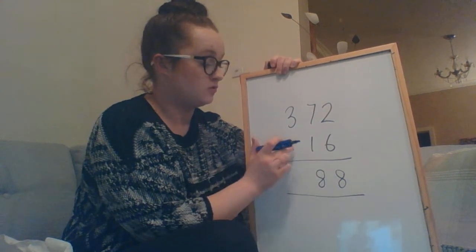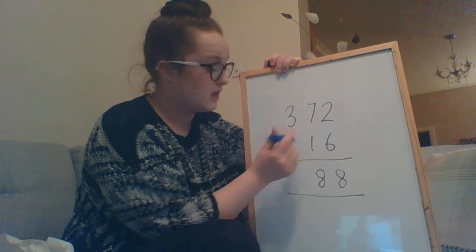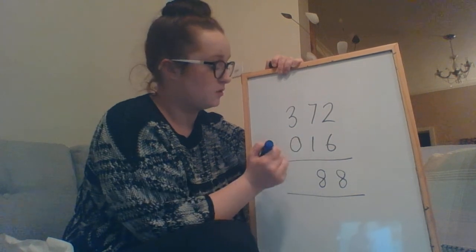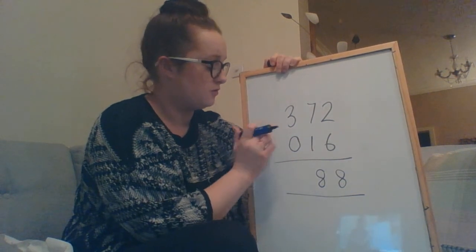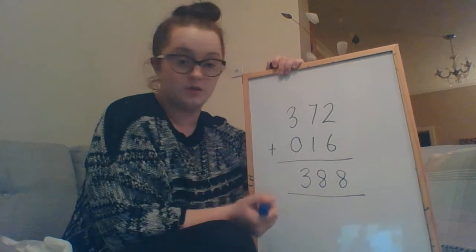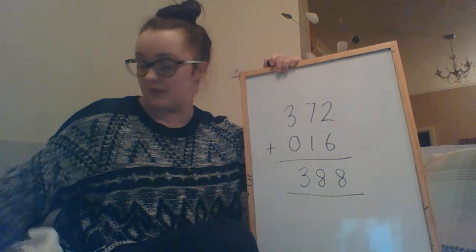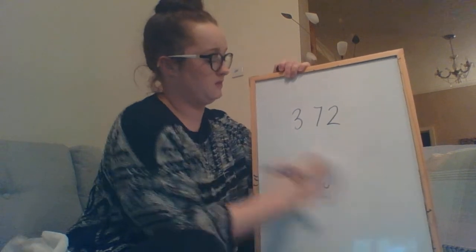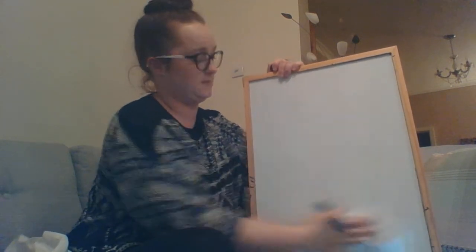Now I've got 300 and I've got nothing here at all. I could put my placeholder there because there's nothing there at all. 300 add 0 is 300, and we know that. We looked at that yesterday. Now let's do a subtraction from yesterday.